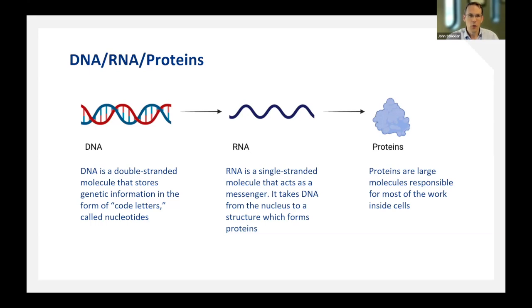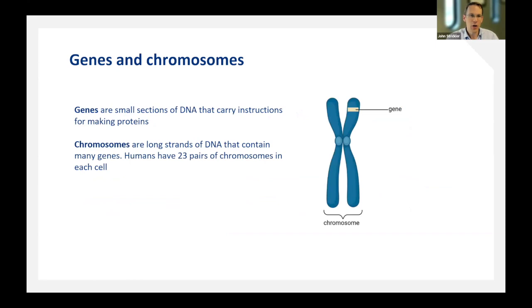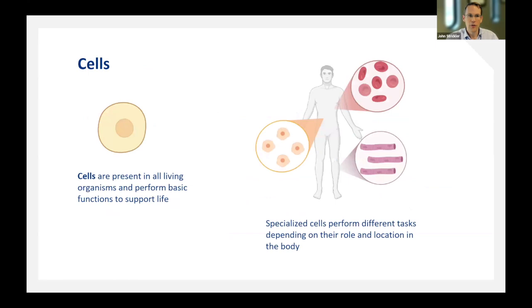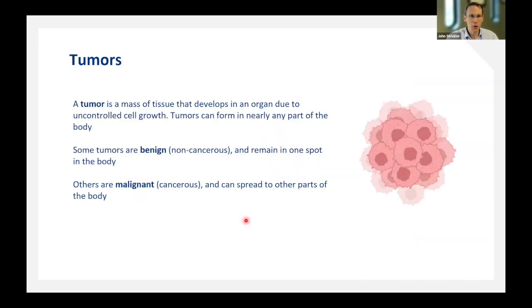Okay, so we talk a lot about genes and we talk a lot about chromosomes. A gene is a section of a chromosome. The gene carries specific instructions for making a protein. The chromosome is where a bunch of genes are packed on. And these chromosomes are in the center of the cell, the nucleus of the cell, and cells are present in all living organisms, including us humans. And each cell is differentiated to perform specific functions within our body to help us be functioning humans.